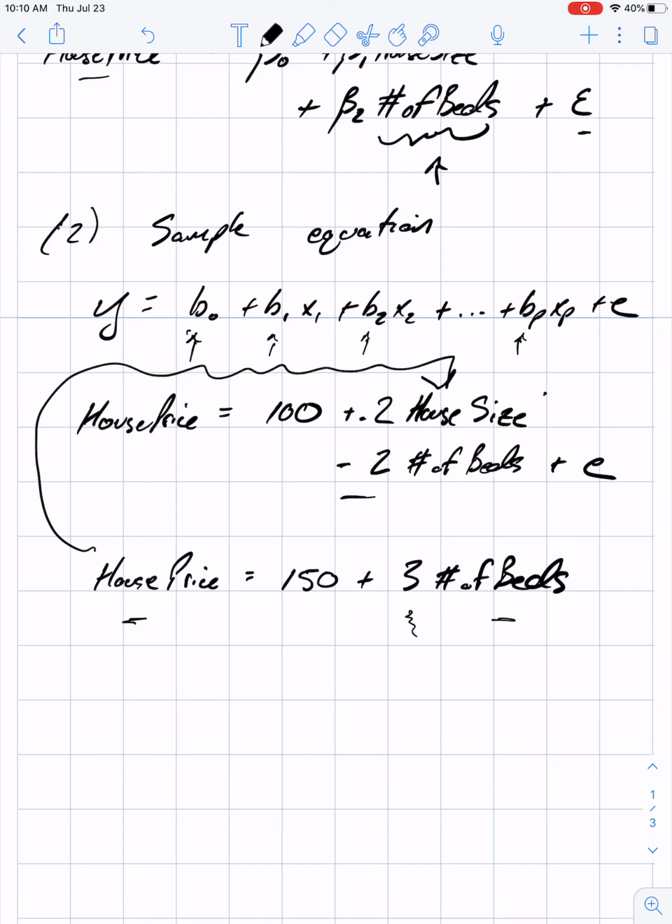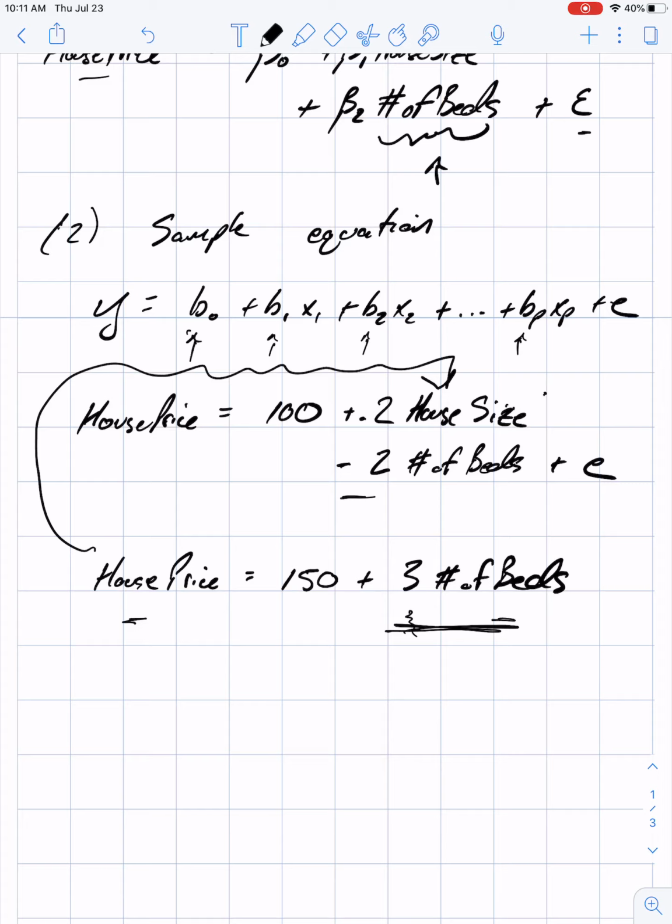That's the key difference between these two equations. In this equation, I'm not controlling for house size. So in this equation, I say when number of bedrooms increases by 1, house price increases by $3,000 on average, not holding anything else constant. So in this equation, we're increasing the number of bedrooms without changing the house size. So here we're like adding a bedroom to a small house.